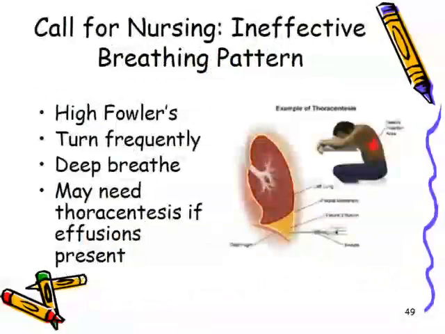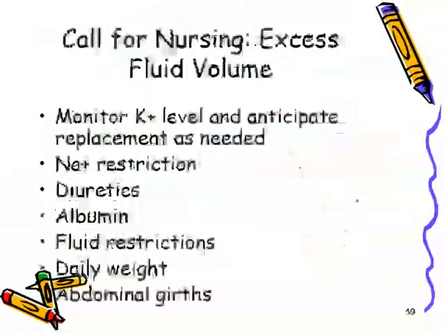Breathing may be an issue. In particular, think of also that patient with huge ascites in the abdominal cavity. So putting them in high Fowler's, turning frequently. They may need thoracentesis. They may also need paracentesis for the ascites if that's what's causing problems with breathing.